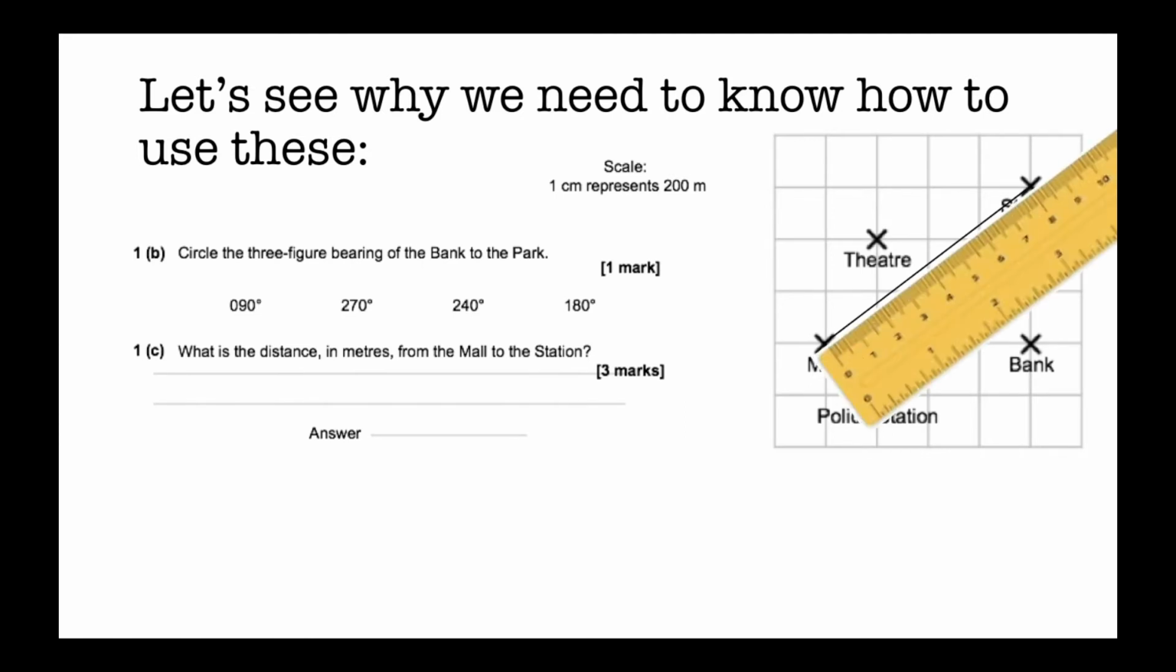So we can see there that it's 8 centimetres. Now on our scale it says that 1 centimetre represents 200 metres. Well, that means if 1 centimetre is 200 metres, 2 centimetres would be 400 metres, and so on. So I just need to times this by 200 to give me 1600 metres. And that is my answer.